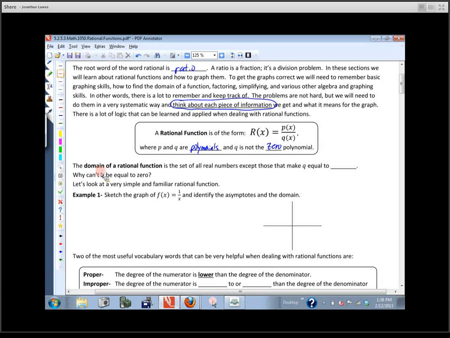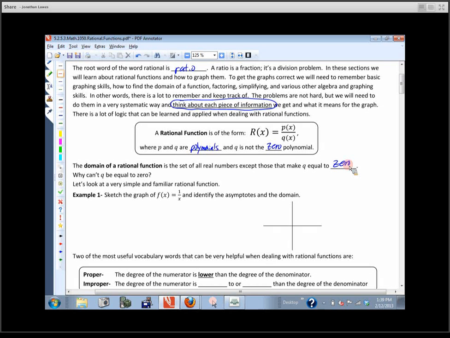So the domain of a rational function, notice what we've done here by introducing division. We've introduced a domain issue. Okay? There's a problem there. We can't divide by zero. Okay? So the domain is the set of all real numbers except those that make q equal to 0. So if that denominator turns into a 0, not allowed. Okay? Something weird happens there, and that's what we're going to figure out in this section.